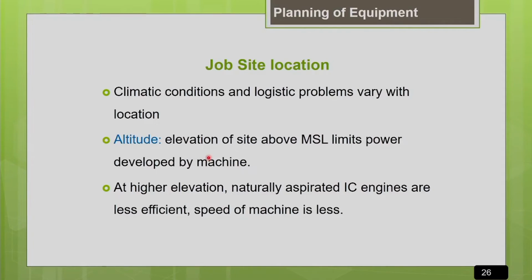So in that case, what are we supposed to do? That is what is mentioned in this slide. At higher elevation, naturally aspirated IC engines are less efficient. Since they are less efficient, the speed of the machine will also be lesser. So how to overcome this problem?